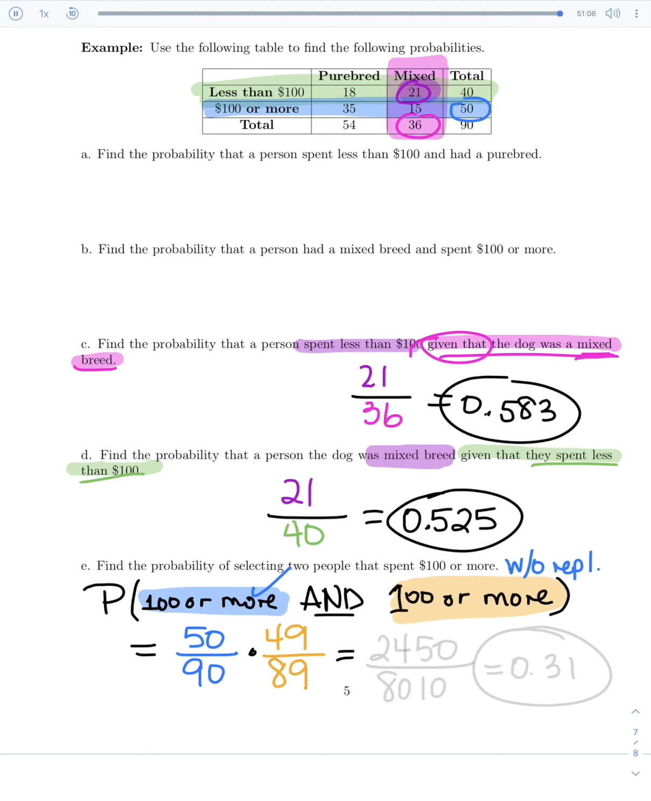So that would get you the 50 times 49 on the top, which is 2,450 out of, well, the 90 times the 89 on the bottom would get us 8,010. So the 2,450 divided by the 8,010 gets us 0.31 or 31%. And again, I just had to throw in that this was without replacement. They should be telling me if they really want me to do a problem like this.